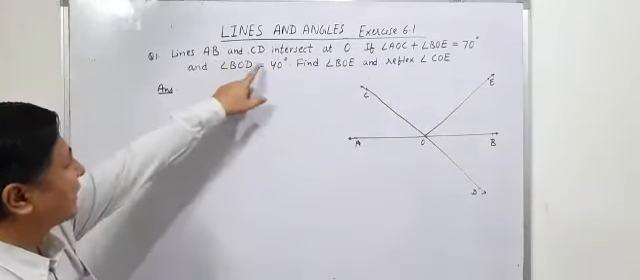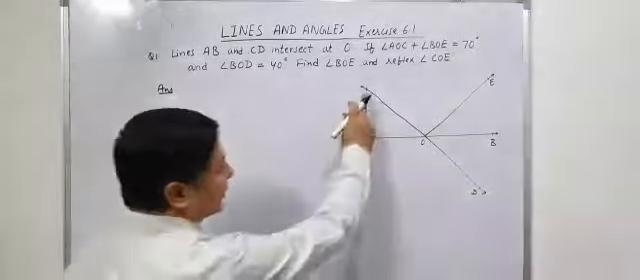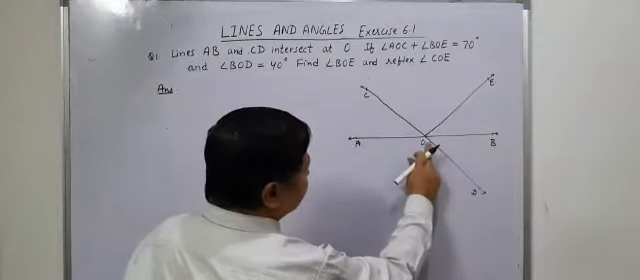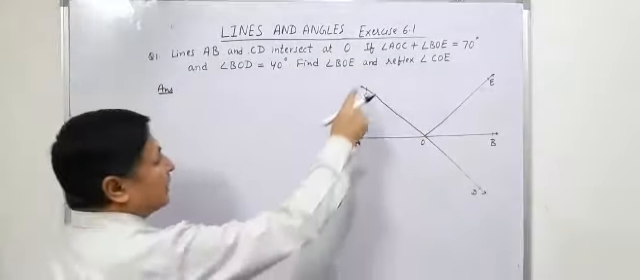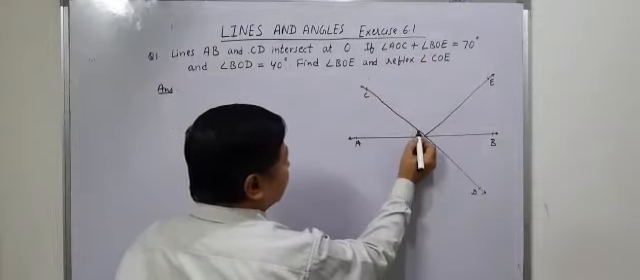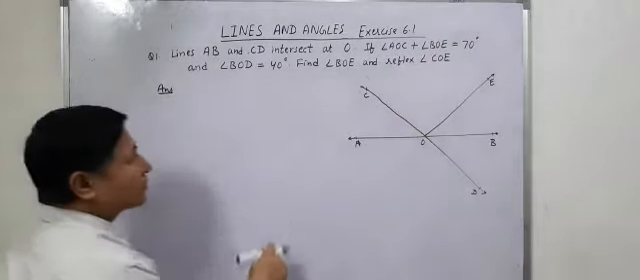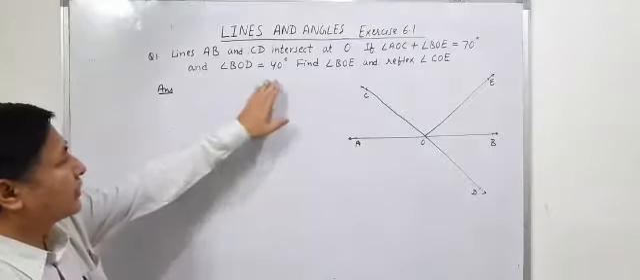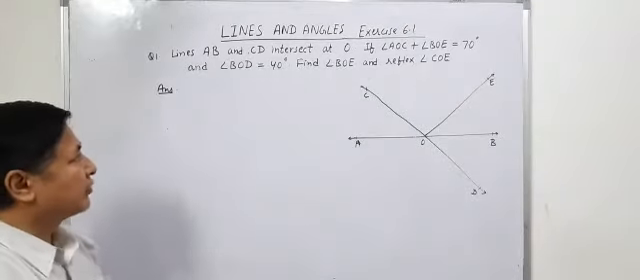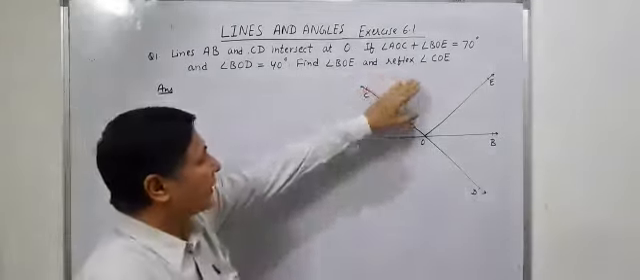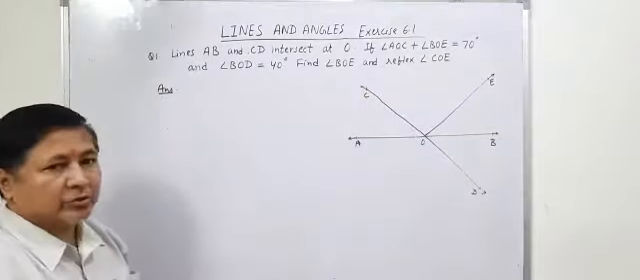Lines AB and CD intersect at O. If angle AOC plus angle BOE, this angle and this angle, is equal to 70 degrees and angle BOD is equal to 40 degrees, we have to find angle BOE and reflex angle COE.